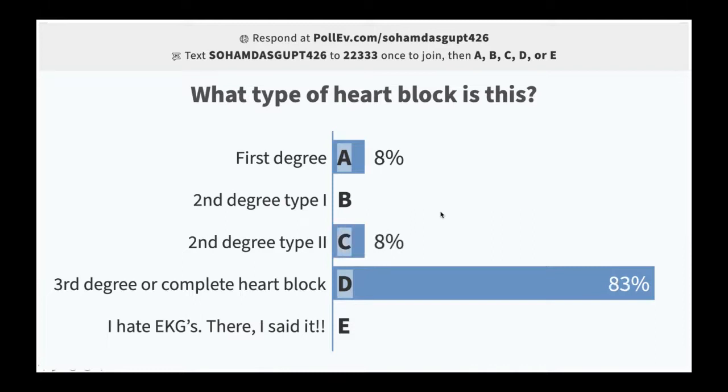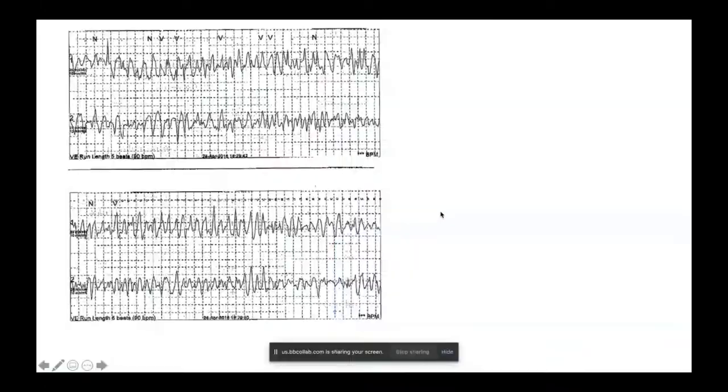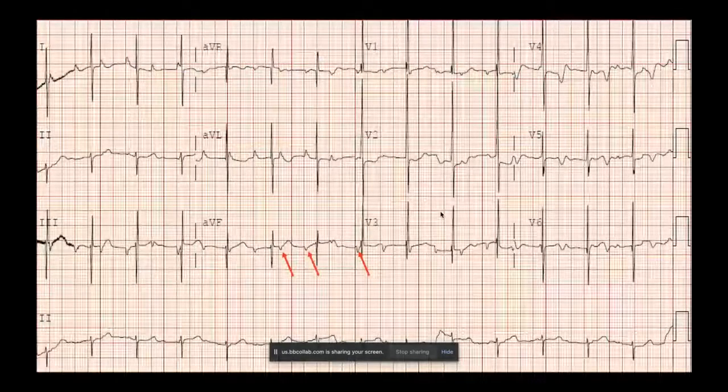Okay, we'll give it 5 more seconds since people are still answering. Okay, so 83% think this is complete heart block, 8% think this is second degree type 2, and 8% think this is first degree heart block. So this is complete heart block.